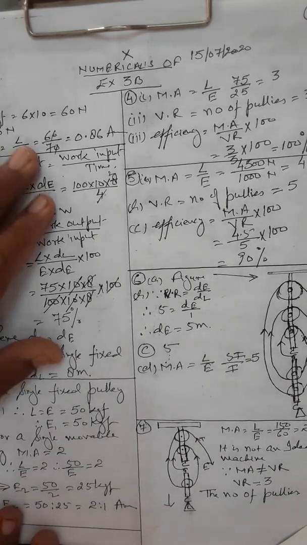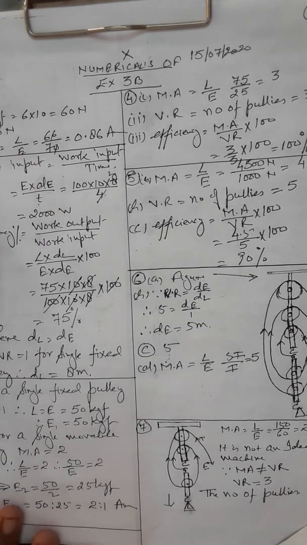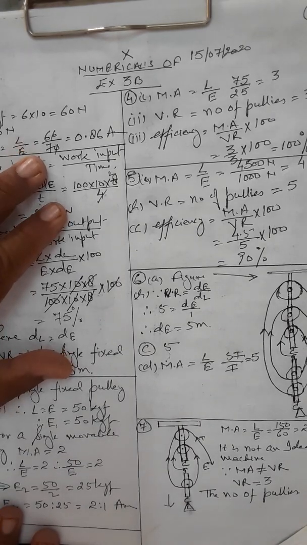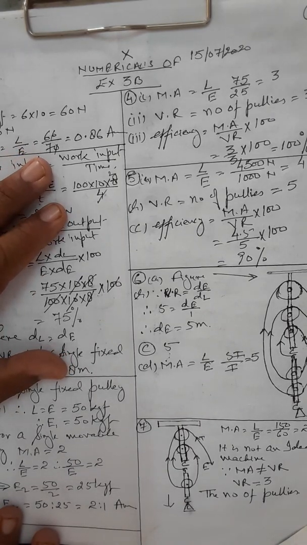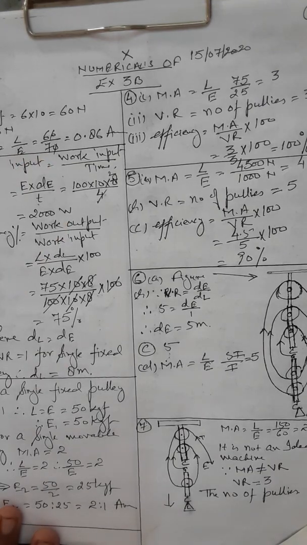Load is 6 kgf, that is 60 Newton, and effort is 70 Newton. Mechanical advantage, load upon effort, 60 upon 70. When I have solved, it comes as 0.86. And mechanical advantage does not have any unit. It is a pure ratio. So you only write the answer, no unit in this.